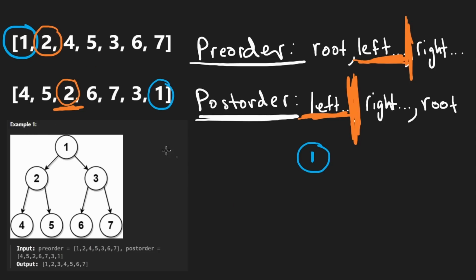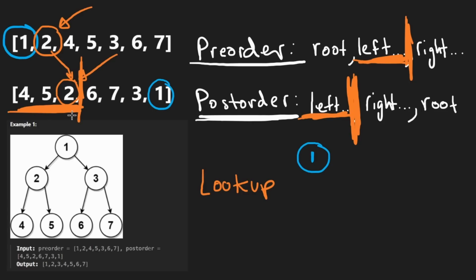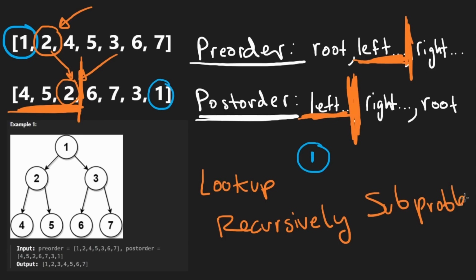Let me restate it. We know that 2 was the left child, and thus if we can perform some kind of lookup to figure out which position that value was in the post-order array, then we figured out the boundary, we figured out the distance, and this will allow us to solve the problem recursively, because now we have a chance to break this down into sub-problems.